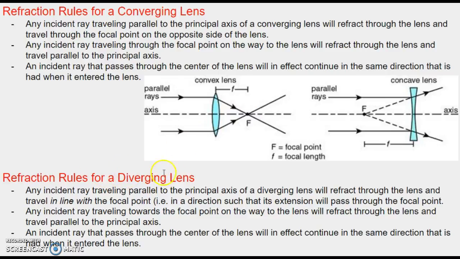If I look at it for a diverging lens, any incident ray traveling parallel to the principal axis of the diverging lens will refract through the lens and travel in line with the focal point. In other words, here's your focal point. So this is going to refract through here and travel in this direction. I could retrace this line, or extend it, to the focal point. Same with this ray here. It's going to refract, it's going to diverge. If I retrace this back, it's going to travel through the focal point.